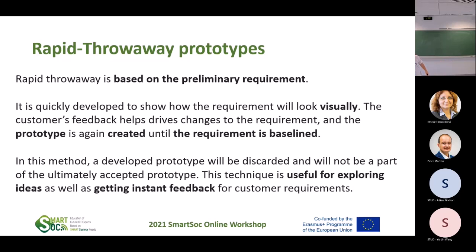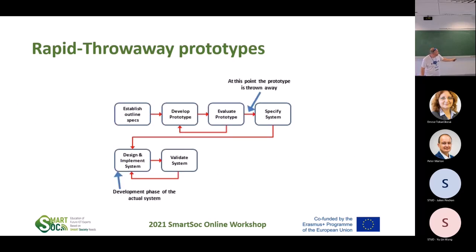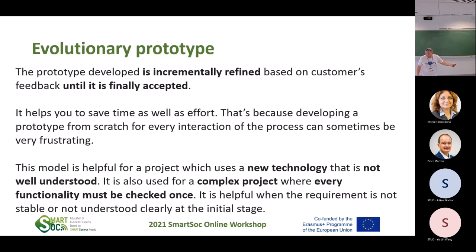First, because printing costs you, I don't know, 50 cents or 20 cents. It doesn't matter whether you spend 100 euros throwing away prototypes until he is satisfied. And then you can order it from some suppliers from China or from here, from Europe. So these are rapid throwaway prototypes. Evolutionary prototype: this is typical. The prototype is incrementally refined until it's finally accepted.